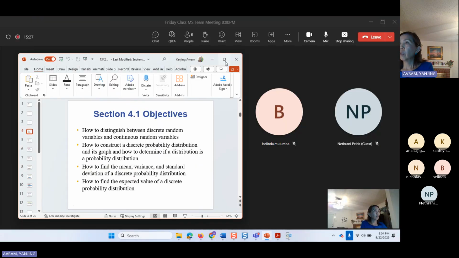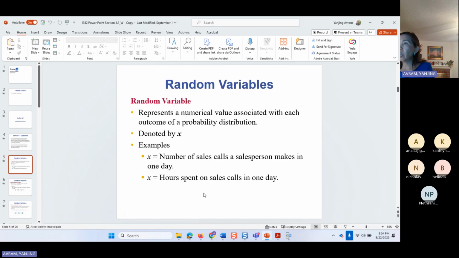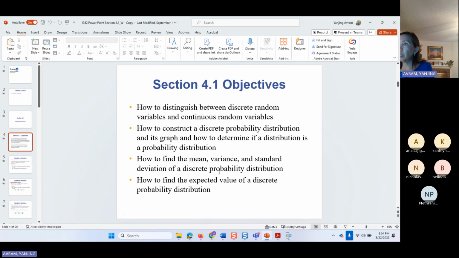All right, so we still need to be able to find the mean, variance, and standard deviation for the discrete probability distribution, and then find the expected value for the discrete probability distribution. So that is the objective for this section.